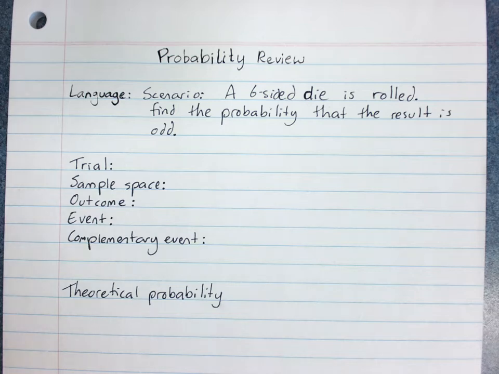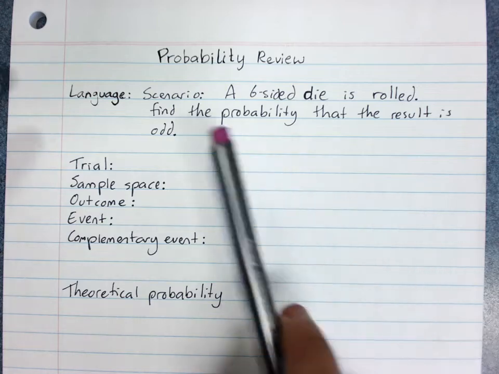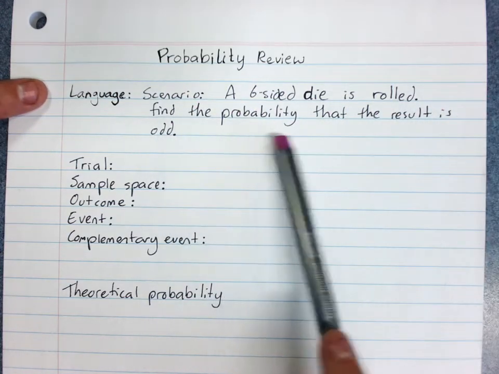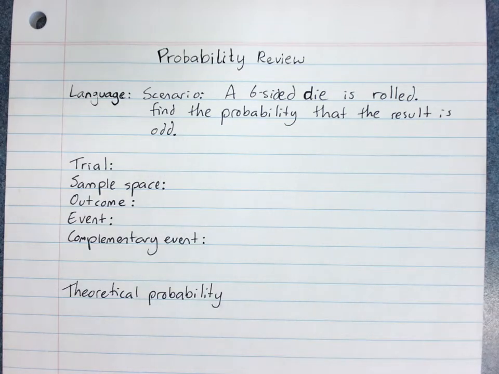A quick review of probability. A reminder about the language. So we have a scenario: a 6-sided die is rolled. Find the probability that the result is an odd number.